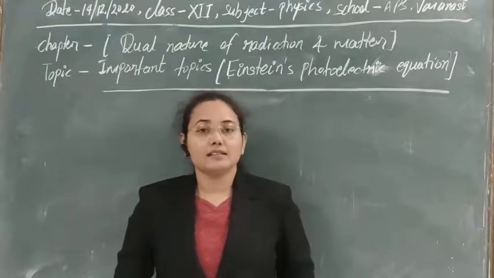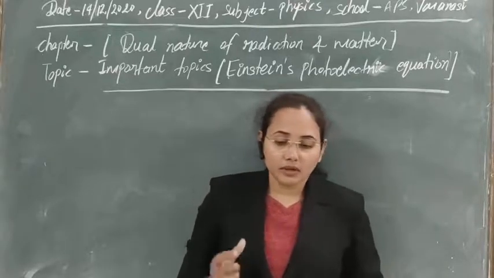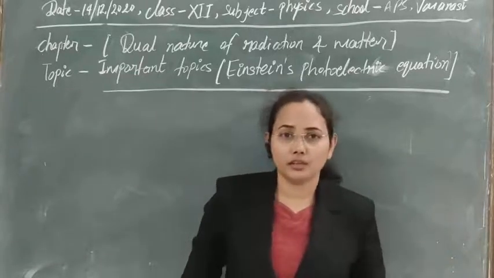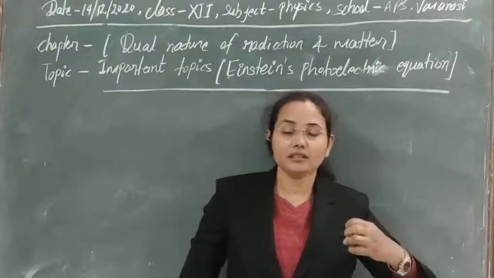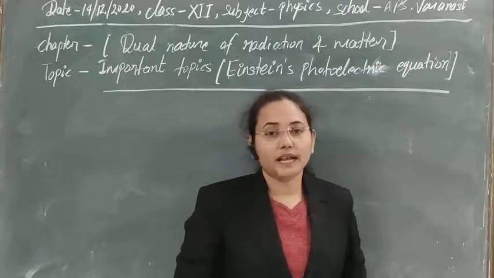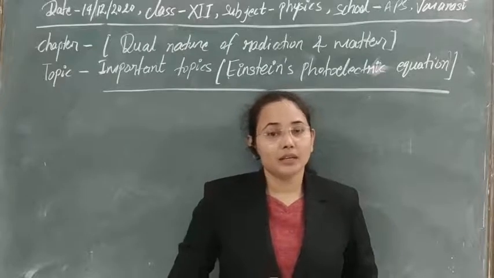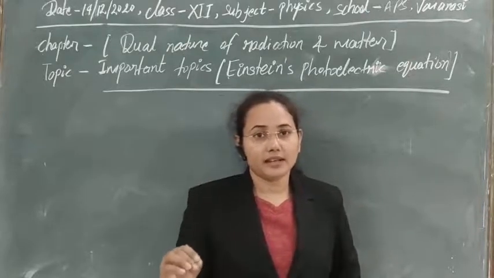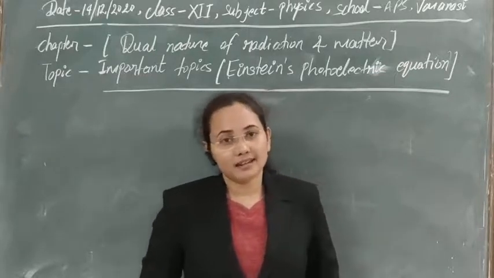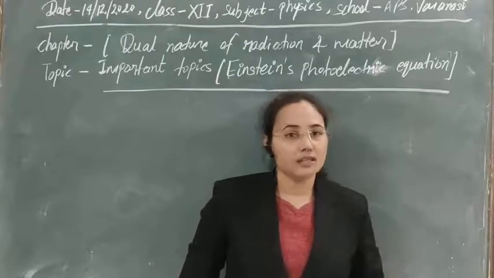The third factor is the potential we apply at the anode. When we apply a positive potential on the anode, it attracts the ejected photoelectrons. But when we apply a negative potential on the anode, it starts to repel these electrons, so the collection of electrons at the anode decreases and the current in the circuit also decreases, and ultimately at a certain potential it becomes zero. That potential is known as the stopping potential.